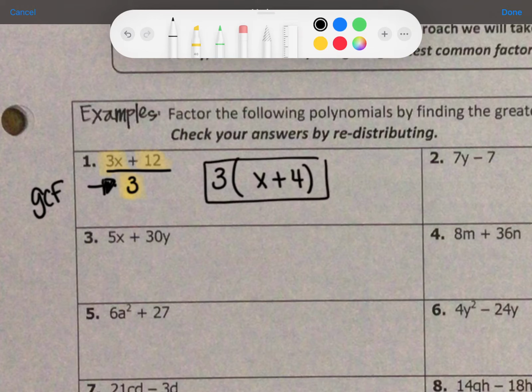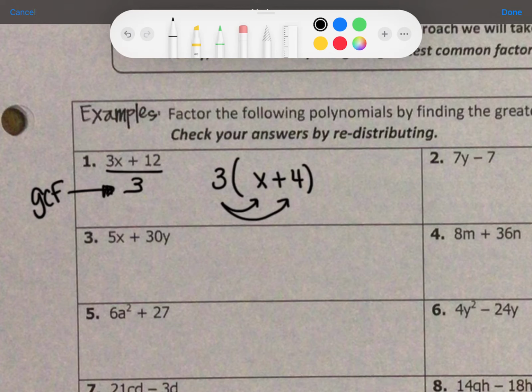And that's your answer. An easy way to check your answer is you can distribute. 3 times x is 3x, and 3 times 4 is 12. So you end up with what we started with. Isn't that cool? So you just have to remember to divide by the GCF. Make sure you put that GCF on the outside of the parentheses, and whatever you get after you've divided goes inside the parentheses. I was talking while I was writing.